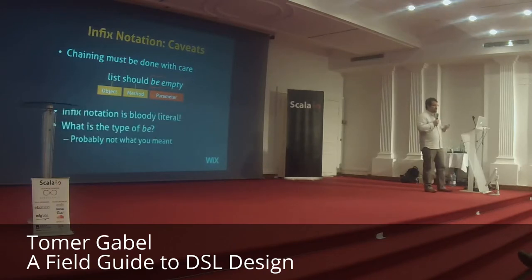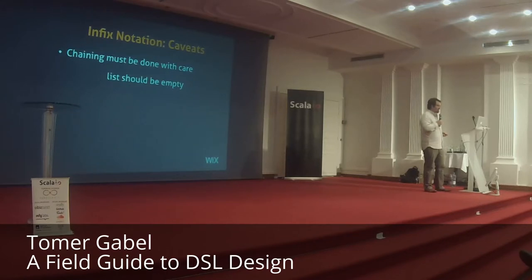Infix notation is very, very literal. It just takes the next token, which in this case would be b, and feeds that as a parameter into your method, which usually is not what you want. What the behavior will be depends on the type of b, of that word. If it's an object, that object gets fed. If it's an implicit conversion, the compiler will throw up its hands and say, I don't know what to do here. I have this thing that I can't apply to anything. So this is probably not really what you meant. So there are two things you can do to work around this.